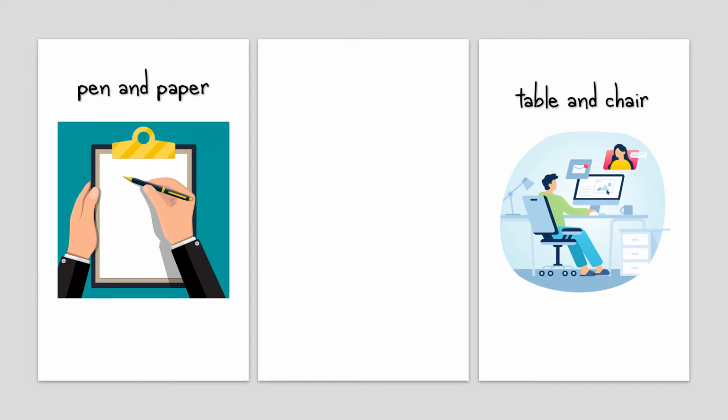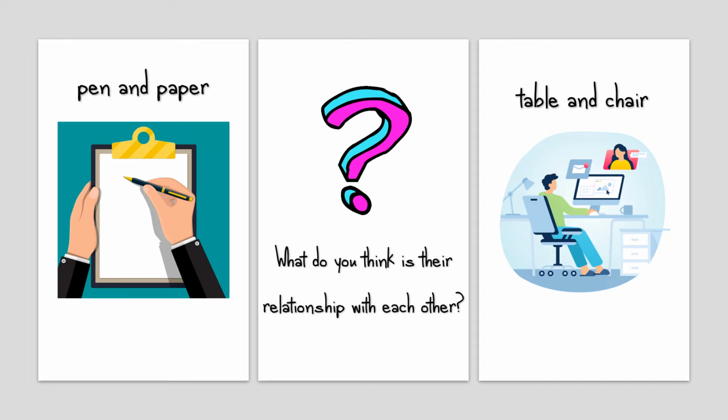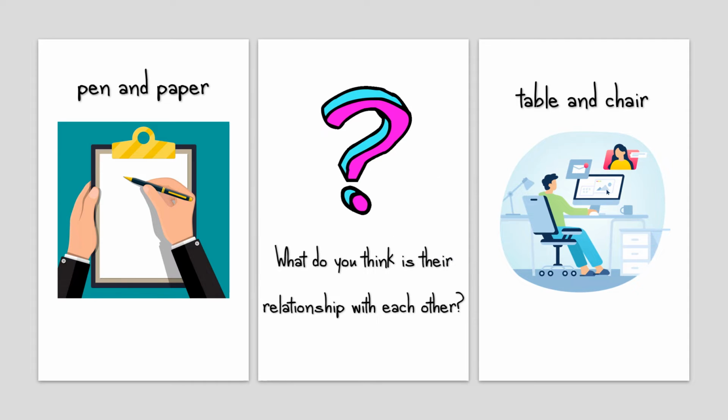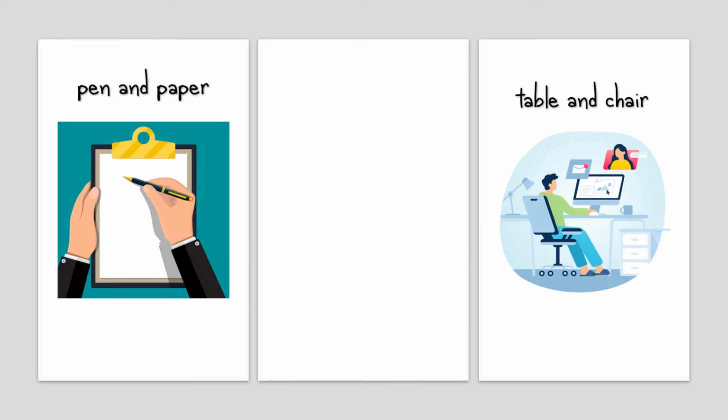What have you noticed with these words that I have said? Pen and paper, table and chair. What do you think is their relationship to each other? Let me give you a hint. It starts with letter P and ends with letter S. Keep guessing. Comment your answer on our chat box.